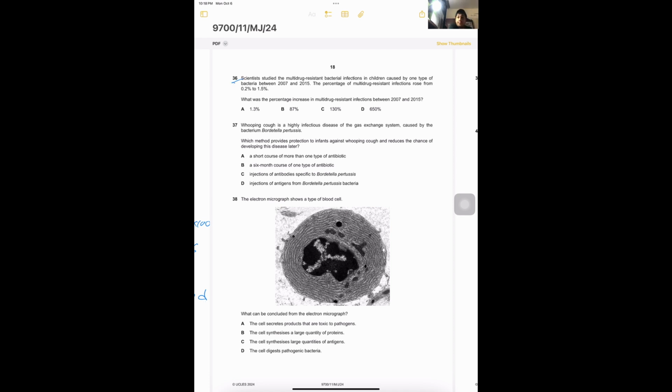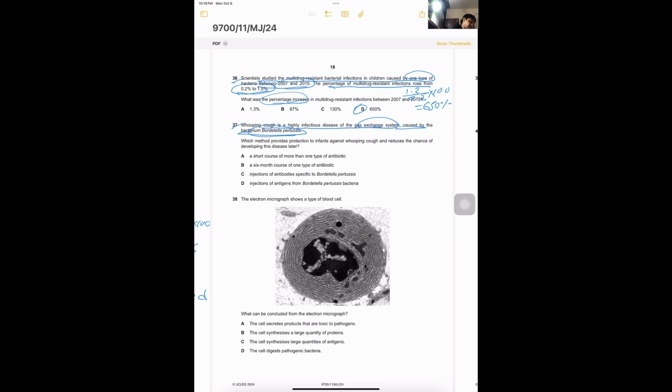Question 36. Scientists studied multi-drug resistant bacterial infections in children caused by one type of bacteria over a period. The percentage of multi-drug resistant infections rose from 0.2% to 1.5%. What was the percentage increase? It increased by 1.3, and the initial was 0.2, times 100. Dividing 1.3 by 0.2 times 100, the increase is 650%. Answer should be D.